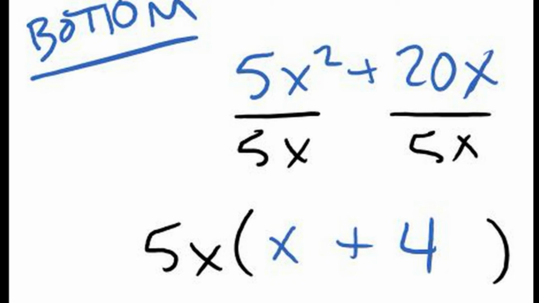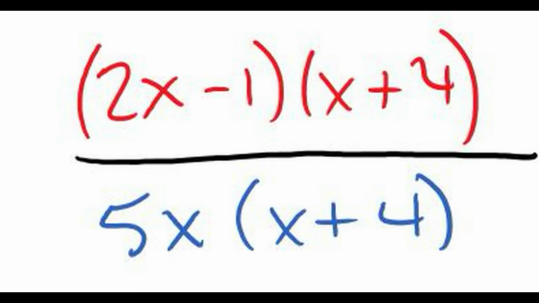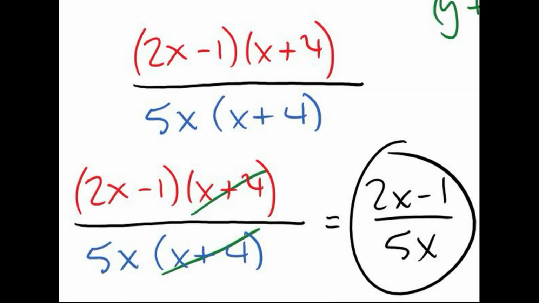I put the other one we did in red on top, and both of them have an x plus 4, and everything's multiplying, so you're just going to cancel those off. And you're just going to be left with 2x minus 1 divided by 5x. That is done. Okay.